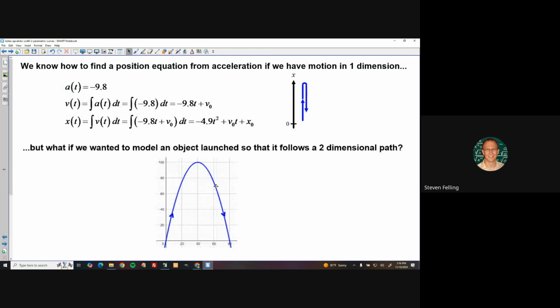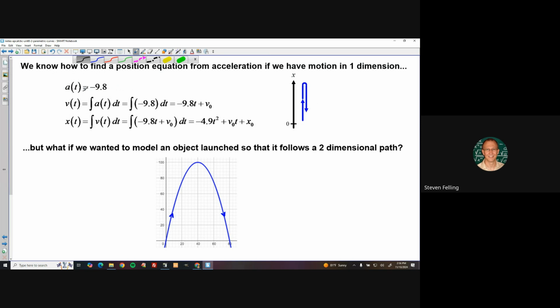We know how to find position and find a position equation from an acceleration equation if we have motion in one dimension. If it's just what we call projectile motion, where we just have gravity, maybe we're in the metric system, the acceleration as a function of time is negative 9.8 meters per second squared, where up is the positive direction, so gravity is operating in the downward direction.